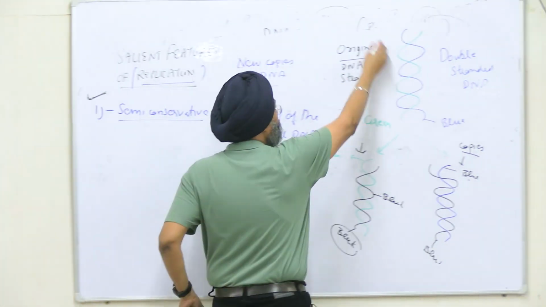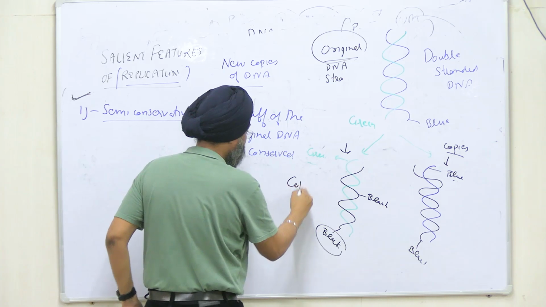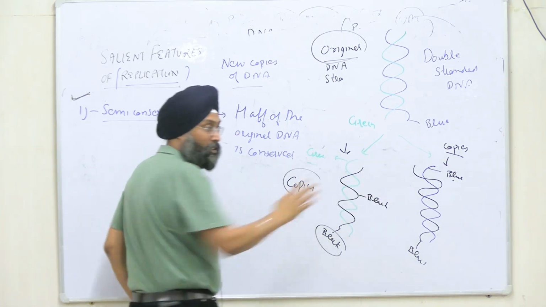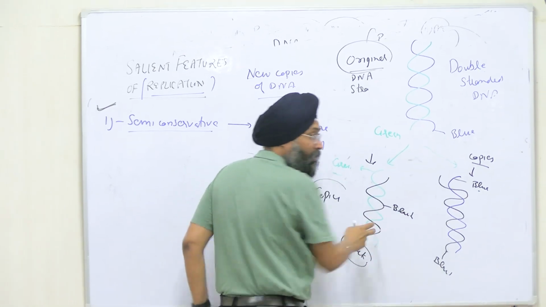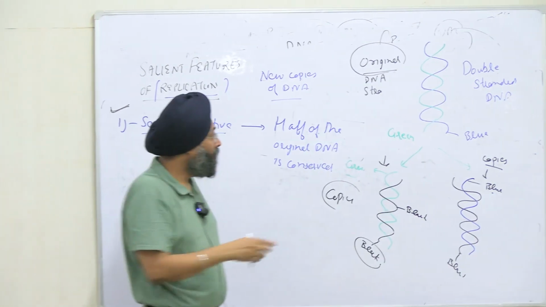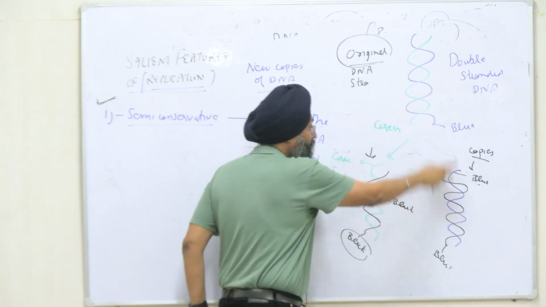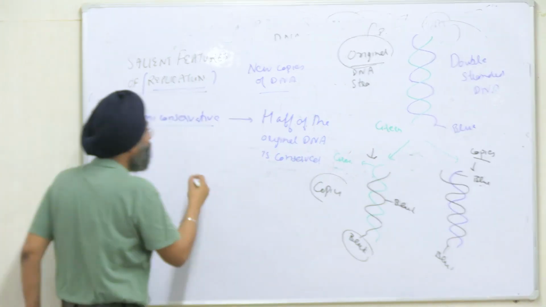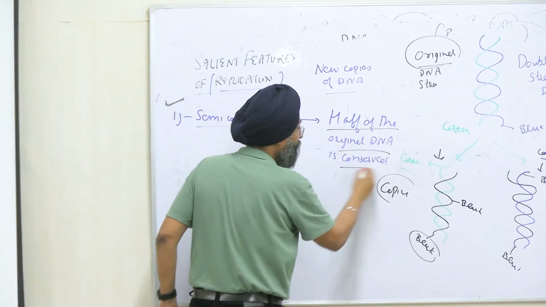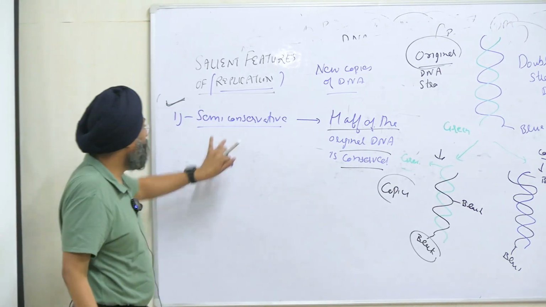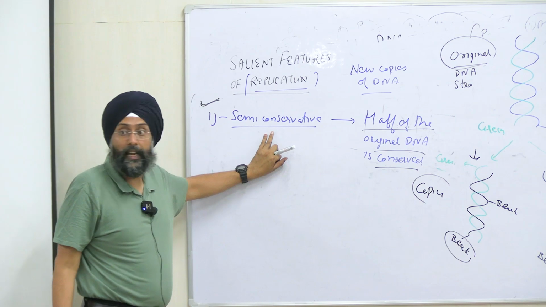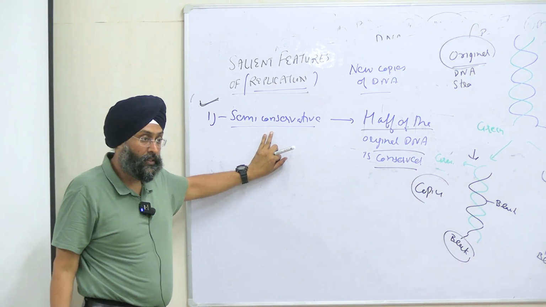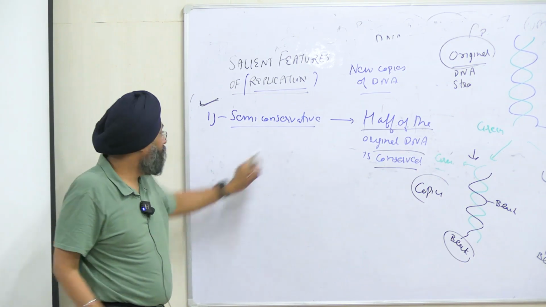We moved from the original DNA to two copies. We made replicas of DNA, right? But in this, one half of the original strand is conserved. How? Here green is there, here blue is there. So half of the original DNA is conserved during replication. So this is known as the semi-conservative rule of DNA replication. Clear to all of you, or any doubts left? Right? The first rule is covered.